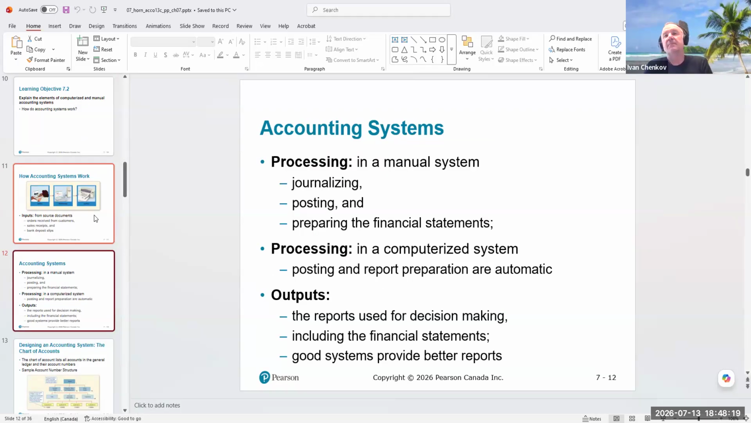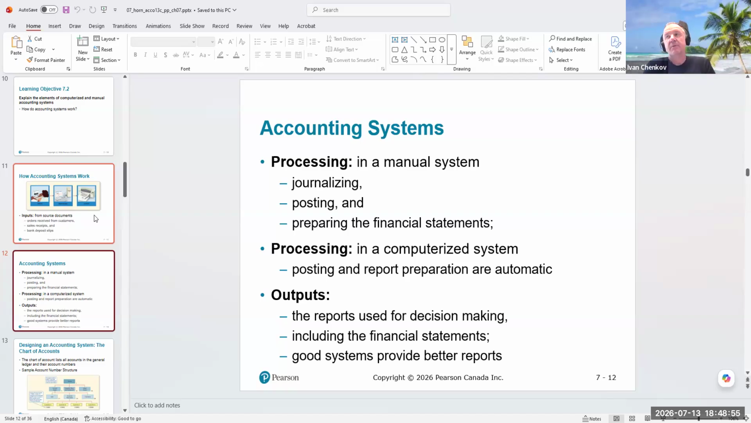Processing in the manual system will be journalizing, posting, and preparing financial statements, whereas the computerized system will be the posting and report preparation. But now, as you can see, in the manual system, to some extent, we have to manually prepare some set of reports, which later can update themselves if using, for example, an Excel spreadsheet. And in some of those Excel spreadsheets that I posted earlier, when you enter information on one of the worksheets, it automatically updates the following worksheets.